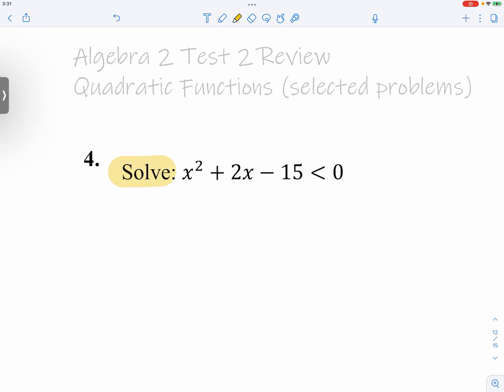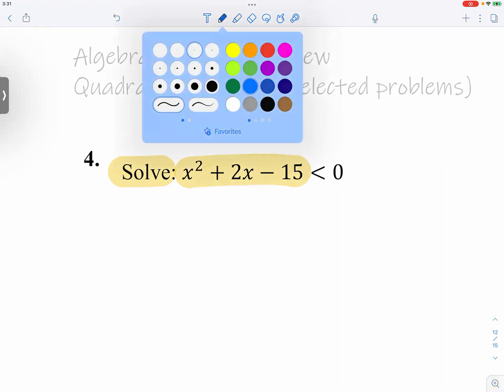The word solve means to find the value or values, in this case for x, to make the statement true. What is the statement? The statement is that this part must be less than 0. So then we say, well, how are we going to find out?